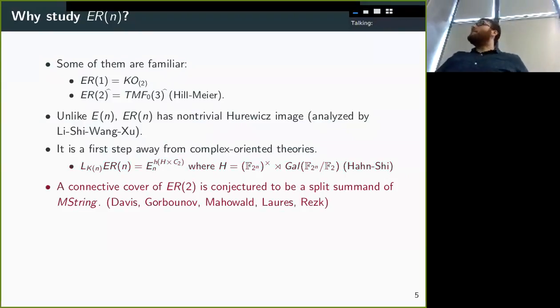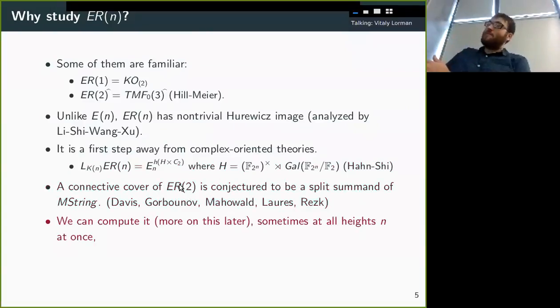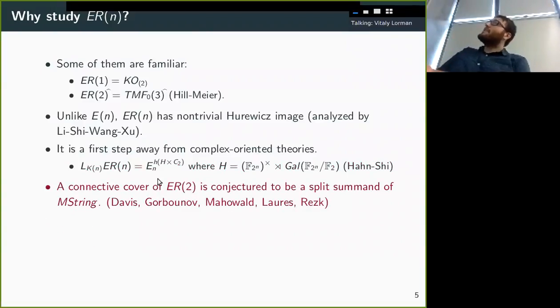Okay, and I'll just mention this briefly. I won't really talk about this, but another reason to care about these is that the second real Johnson-Wilson theory, ER(2), a connective cover of it, is conjectured to be a split summand of string cobordism. So if we want to study string manifolds and their characteristic classes, then we might need to look in the ER(2) cohomology of things. This has been studied by a whole bunch of people. So that's another reason maybe to care about ER(2). Those are all reasons why it's interesting.